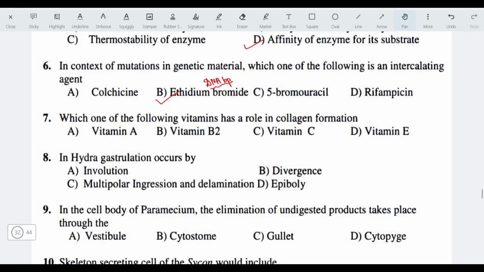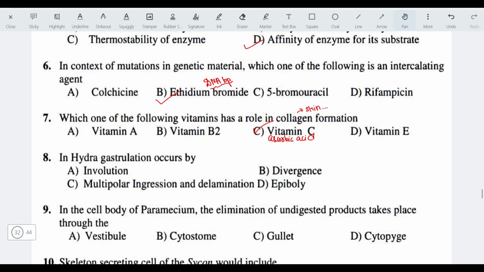Next, which one of the following vitamins has a role in collagen formation? The answer is vitamin C or ascorbic acid. Another name for vitamin C is ascorbic acid, right? So it is essential for collagen synthesis, right? We have heard about skin care, and there we talk about collagen, and vitamin C rich food is recommended.